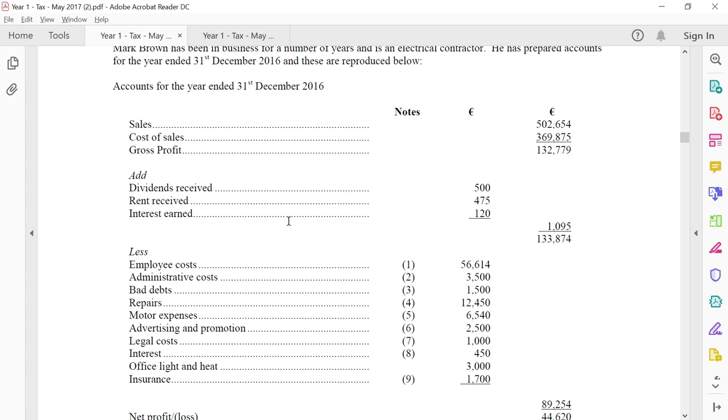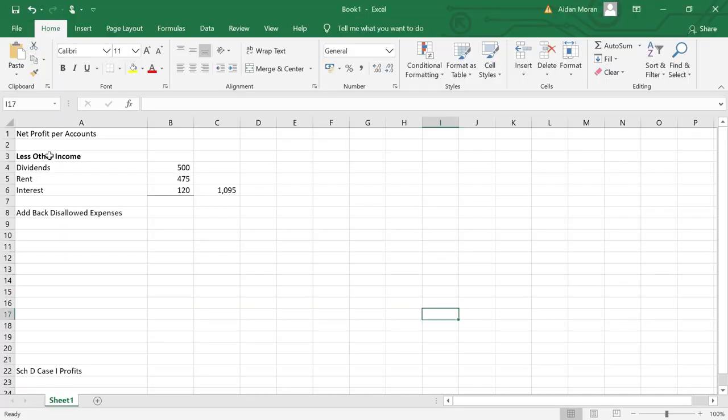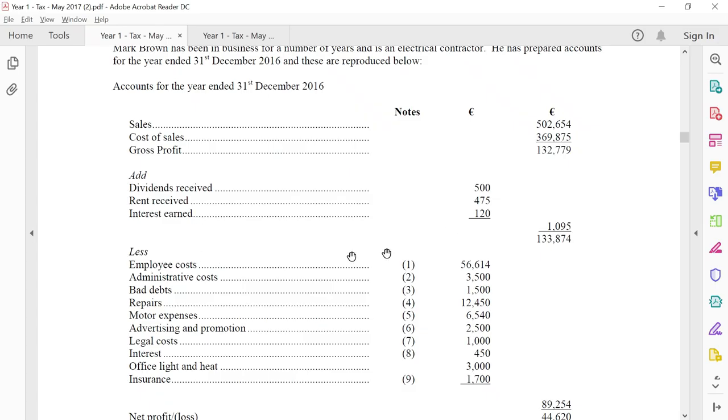All of these items need to be deducted in calculating case 1, which are my dividends of 500, my rent of 475, and my interest of 120. So if I just go ahead and include them, I get a total amount to be taken away of 1095. I will then start working through my expenses.